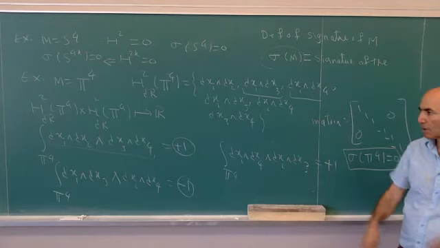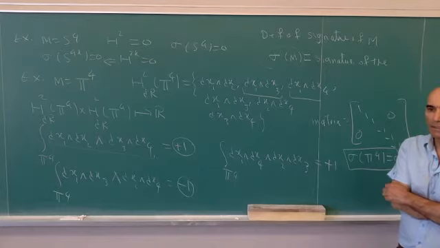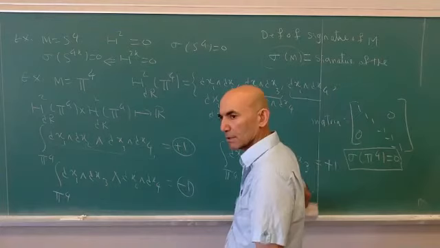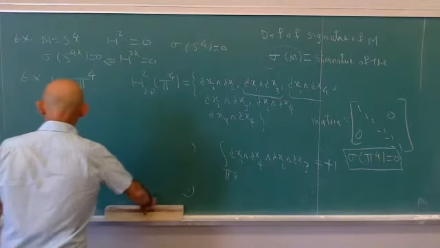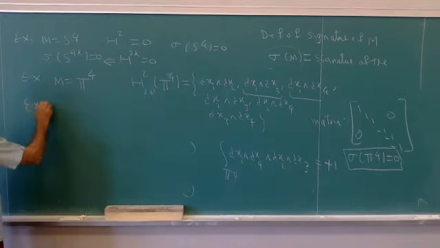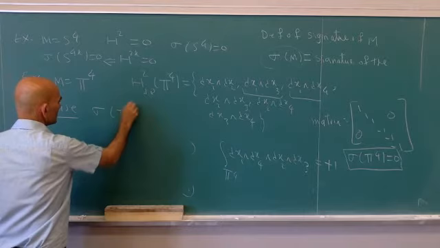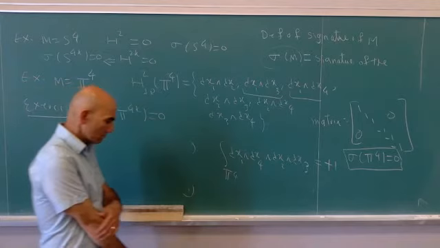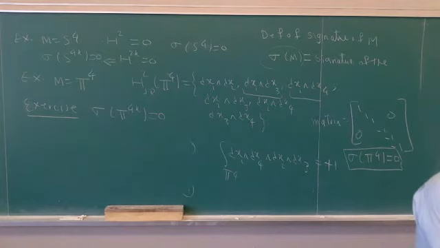A good exercise in this case is to check that the signature of T4K is also 0. So I'm going to give this as an exercise. Check. So exercise: signature of T4K is equal to zero. So you may think that every manifold we have considered so far has signature zero. Of course, we haven't considered every manifold. We just considered two simplest possible manifolds.